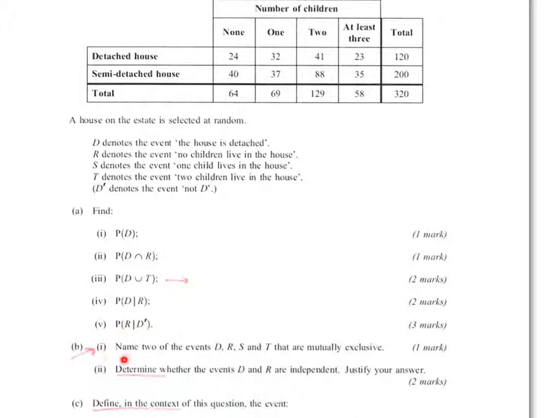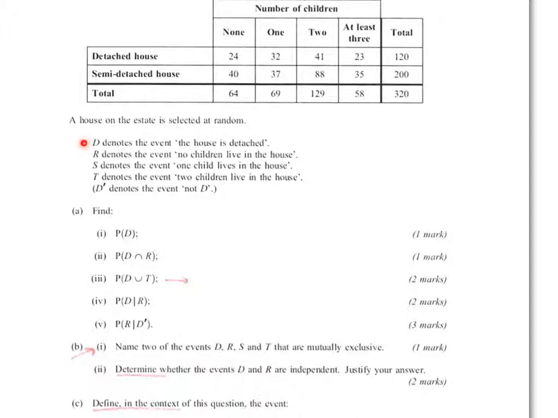In this one here, because it's only one mark, you should be able to state it. So name the two events which are mutually exclusive. So this isn't a calculation. This is to do with looking at what D, R, S, T represent. And so for instance, you couldn't have a house with no children and a house with one child. They couldn't overlap, so that would be mutually exclusive, for instance.